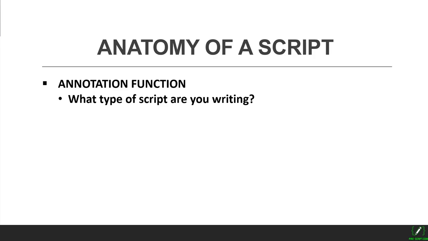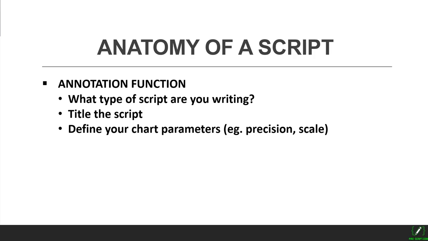The purpose of the annotation function, other than just defining what type of script you're writing, is also to title the script. So you can assign a title to your script using this annotation function. You can also define your chart parameters, for example, your decimal precision, which scale you want to draw on. So we've got the left and right scale. On your price chart, you can tell your indicator to draw to the left scale if you want to. You can change the precision.